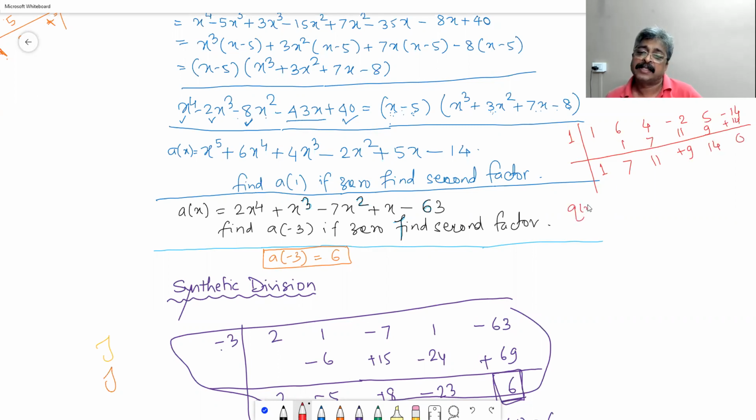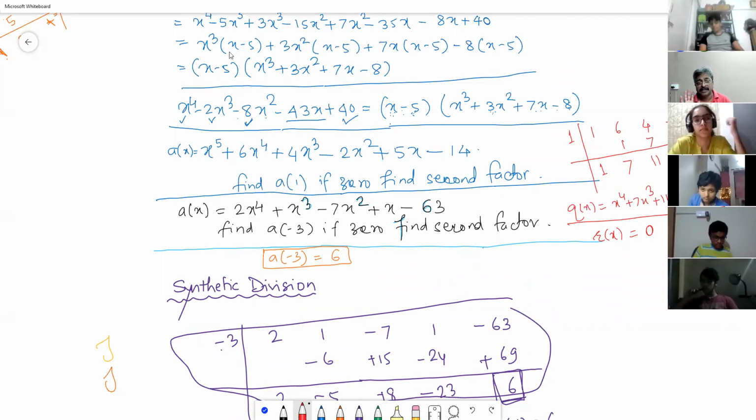So q of x is equal to x raised to 4 plus 7x cube plus 11x square plus 9x plus 14. That was your q of x, and r of x was 0. That is the last one. Okay, have you understood? Have you understood this synthetic division method? It is just the method. We will write down the proof why it works, but right now you are supposed to learn the method.